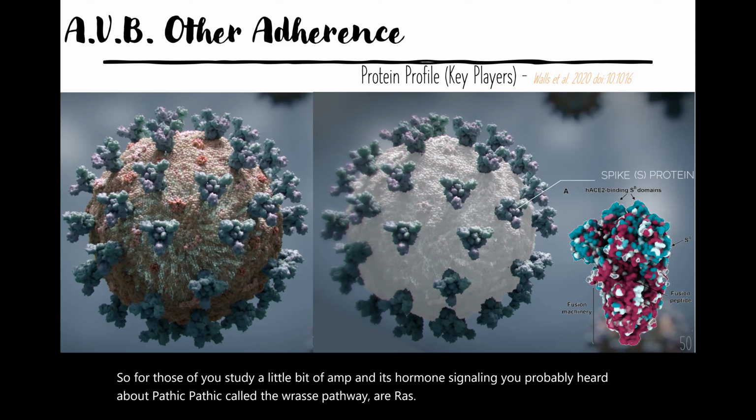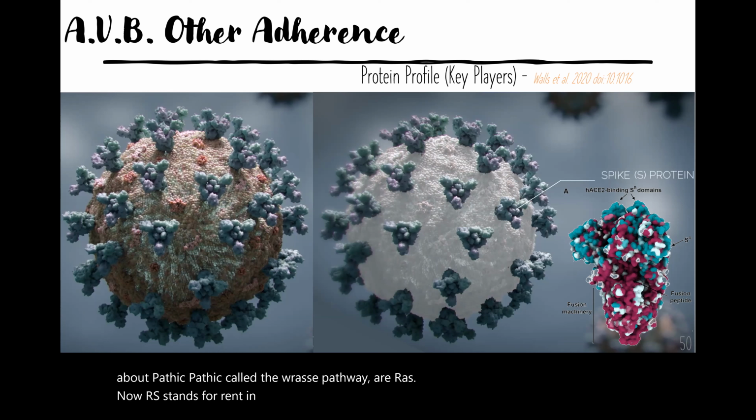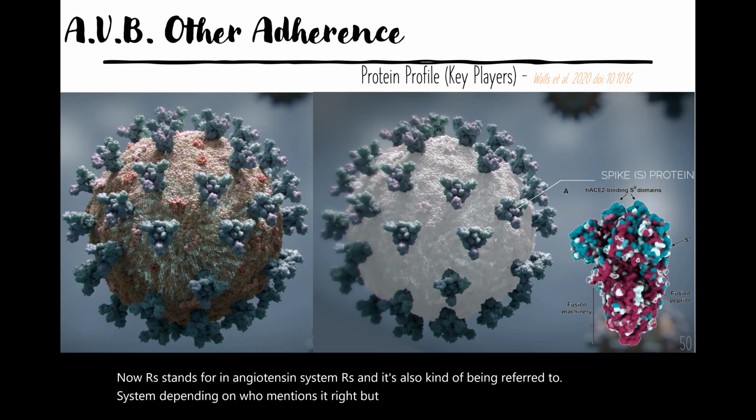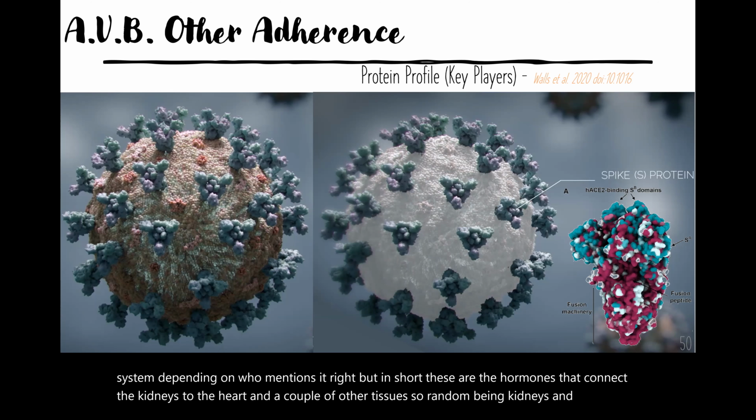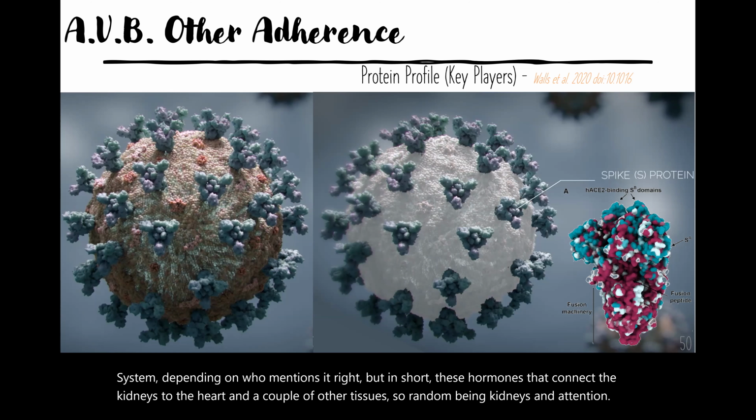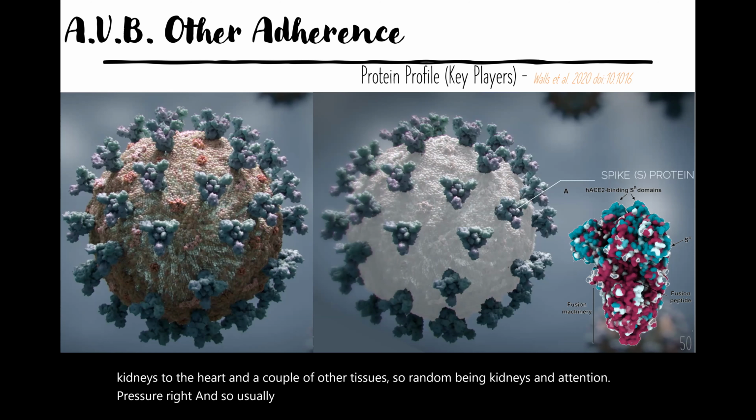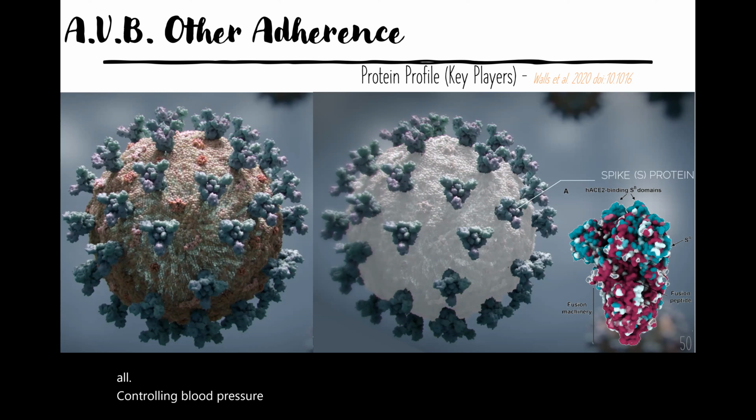Now, RAS stands for renin-angiotensin system, RAS. It's also referred to as the renin-angiotensin-aldosterone system, depending on who mentions it, right? But in short, these are the hormones that connect the kidneys to the heart and a couple of other tissues. So renin being kidneys, angiotensin having to do with the heart and blood pressure, that kind of thing, right? Usually this RAS pathway and the hormones involved are all controlling blood pressure and heart rate and so on, and how much liquid you're passing through your kidneys, hence they control blood pressure too.